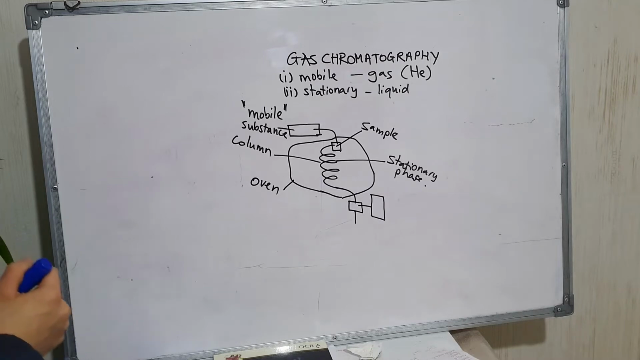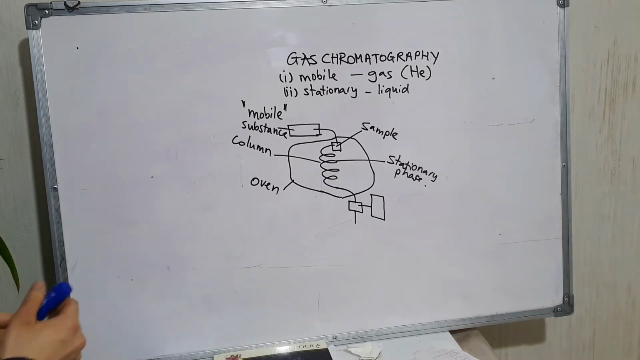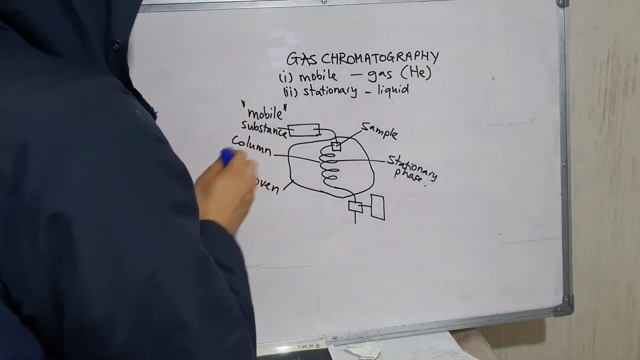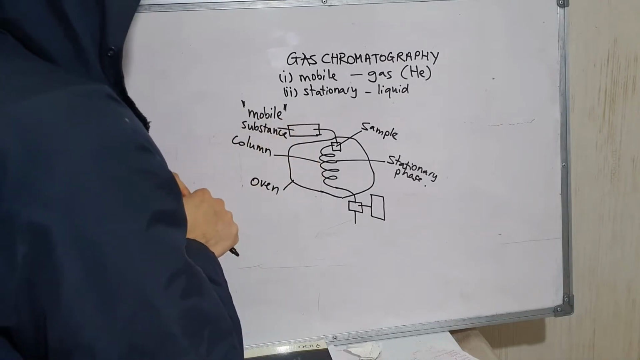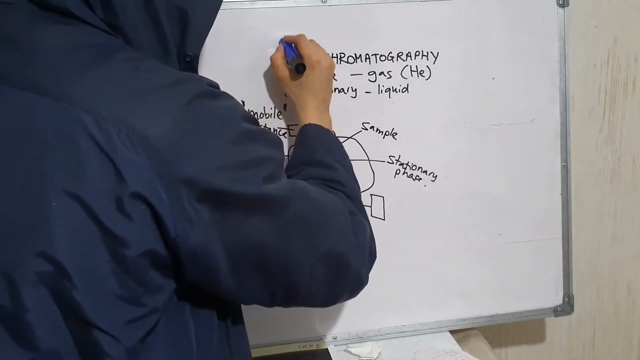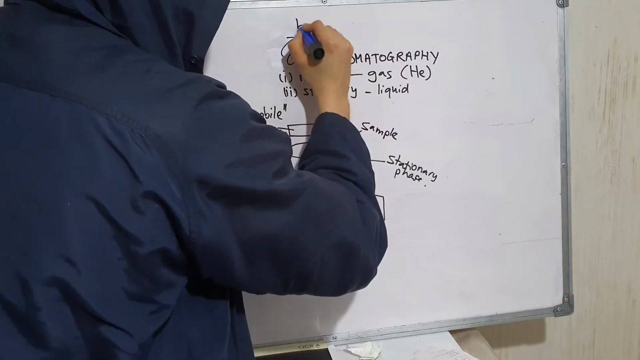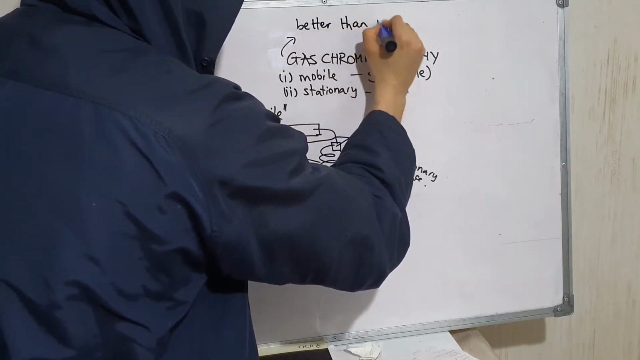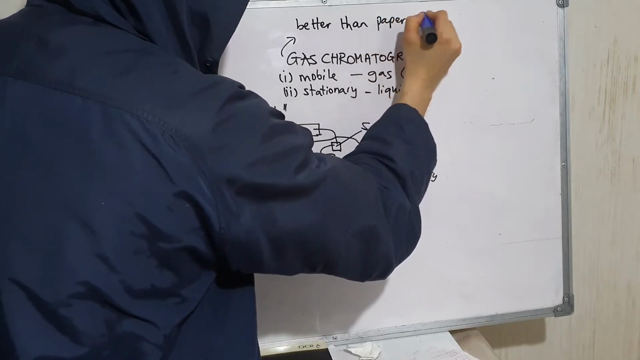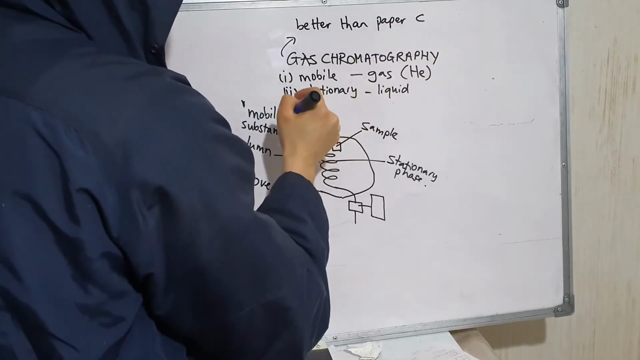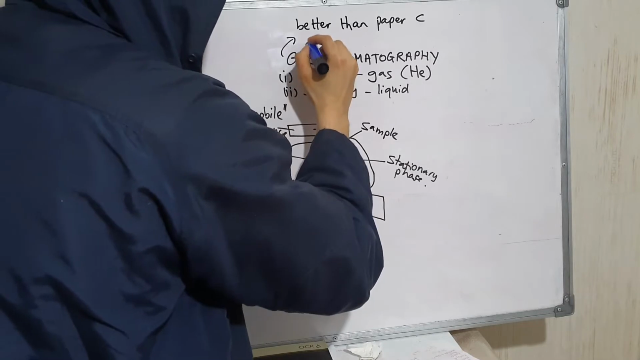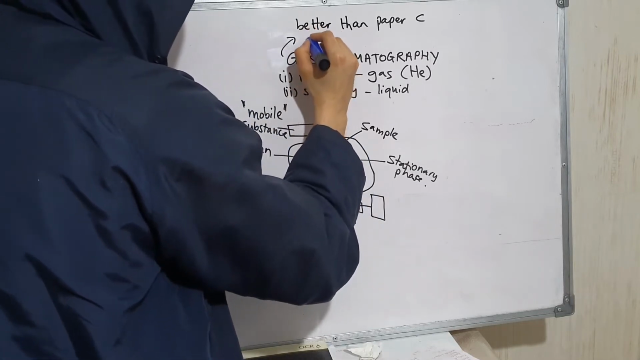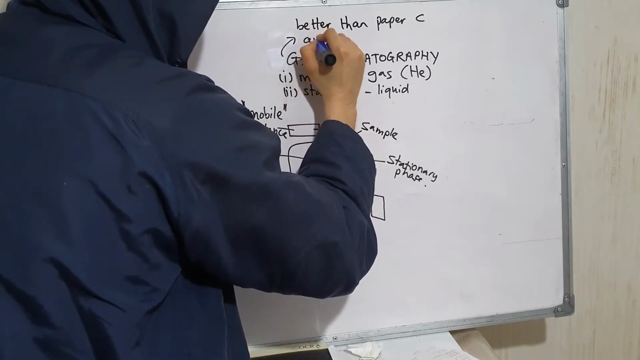All right, so why do we use gas chromatography? Well, it is better than paper chromatography, and it's used to investigate complex substances. So it's better than paper chromatography, and it can be used for investigating or analyzing complex mixtures.